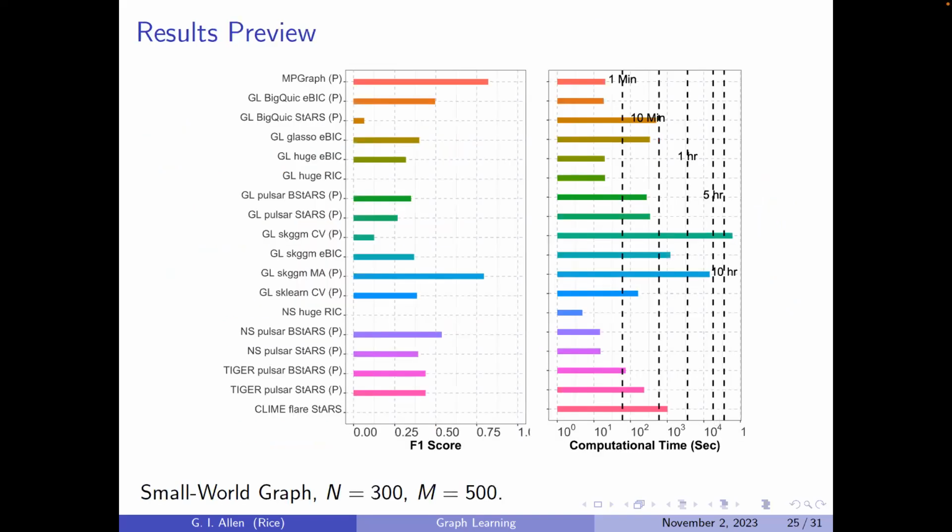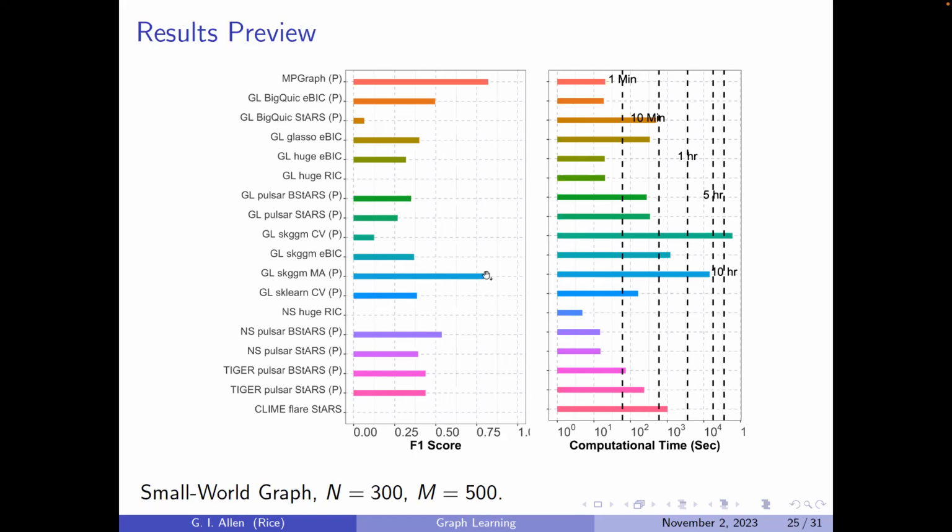Okay, so let's see some results here. My student that worked on this, Tianyi Yao, compared all of the methods in R and Python available for the graphical lasso as of a couple of years ago, so we might have missed some recent ones. This is our method, MP-graph, and in this first figure you're seeing the F1 score, where 1 is perfect graph recovery and 0 is not, against computational time on a log scale. This is a high dimensional small world graph with P equals 500 nodes, so still really small in the scheme of things.